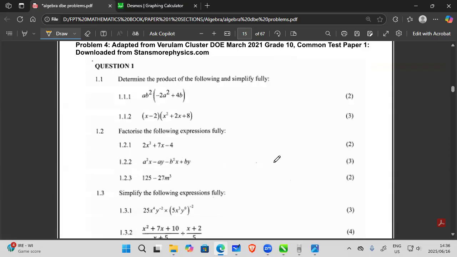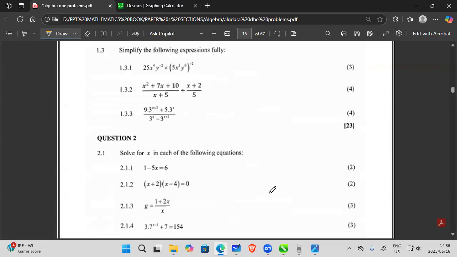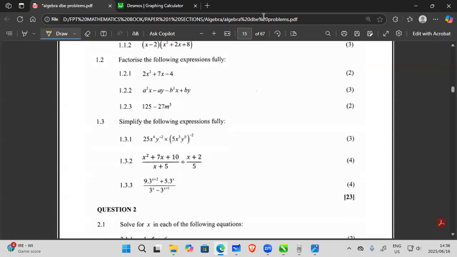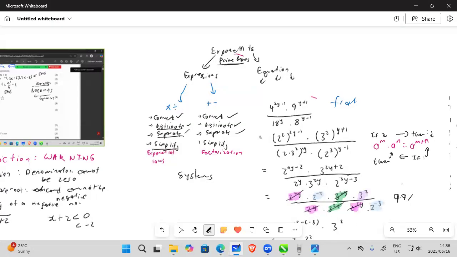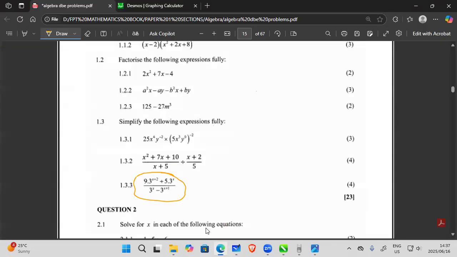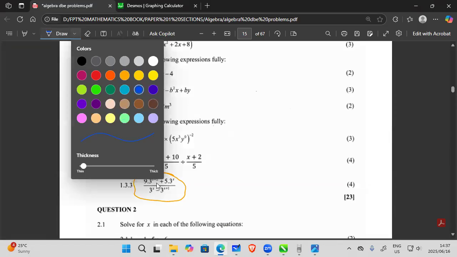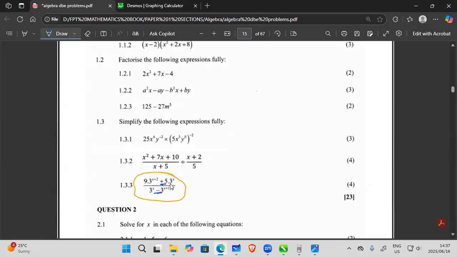Okay, guys. Can you see this? Exponential expression involving plus and minus signs. You're going to do the same thing: convert, distribute, separate, simplify. But when you come to the simplify step, you're going to use factorization because we can see the plus and the minus sign.